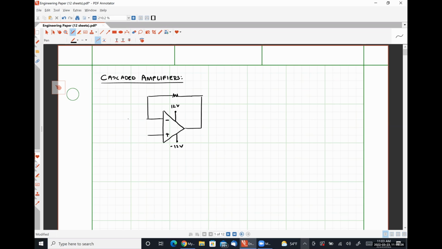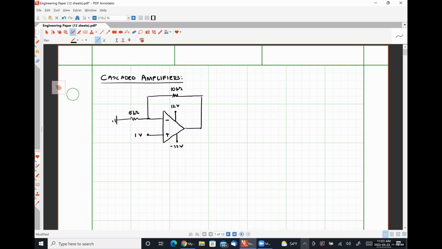So we have this circuit, and let's say for the sake of argument that this is a 10 kilo ohm resistor and this is a 5 kilo ohm resistor. And here we have a 1 volt signal.